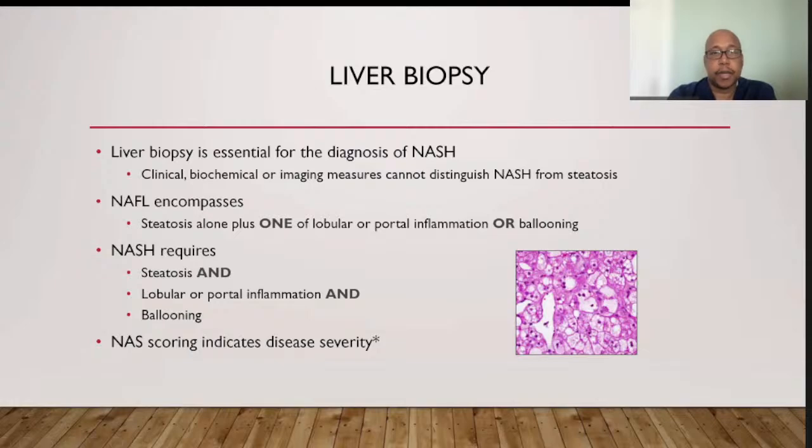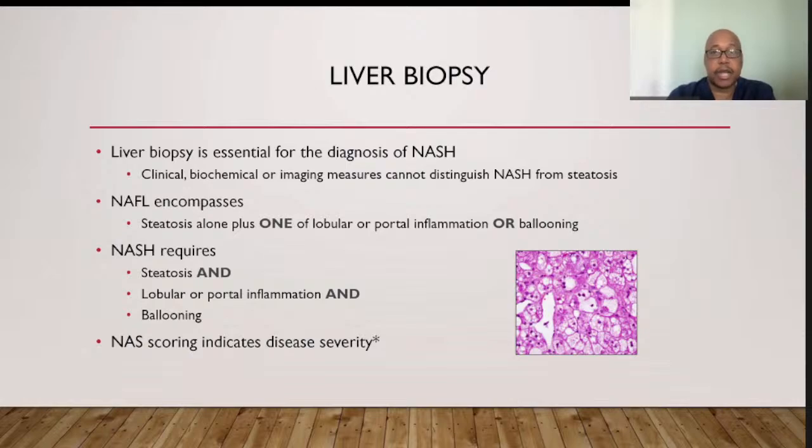And so once we do a liver biopsy and we send that sample on to our pathologist, they're going to be categorizing and looking for certain things. For non-alcoholic fatty liver, they're going to see steatosis alone, plus one of the following, either lobular or portal inflammation, or ballooning. For NASH, they're going to see steatosis, inflammation and ballooning.